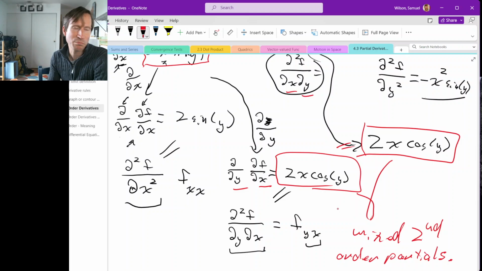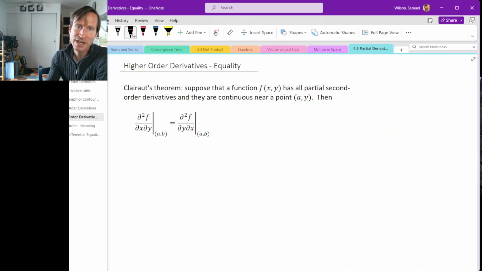Now it is a fact that I won't prove, but in most situations those mixed partials are always equal to each other. So that's not actually a coincidence. This is called Clairaut's theorem. If you have a function that has all second order partial derivatives and all those derivatives are continuous near some point (a, b), then your mixed partials are equal to each other at that point.